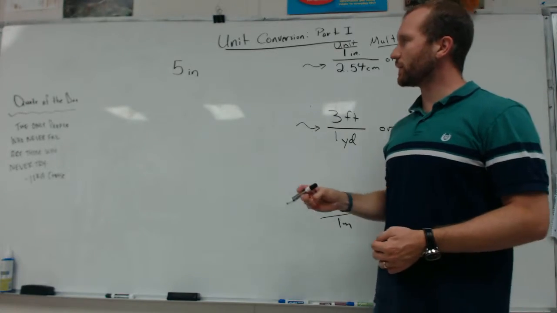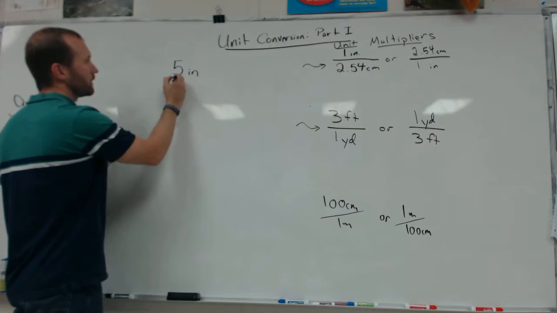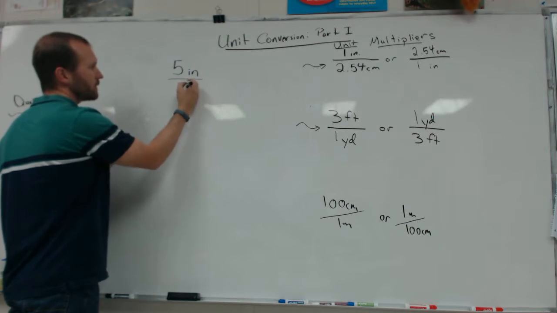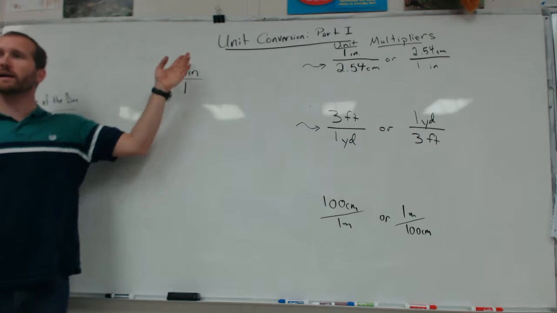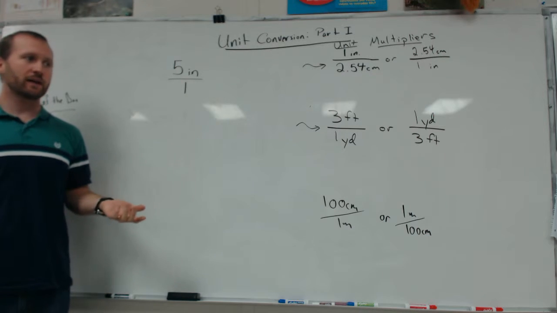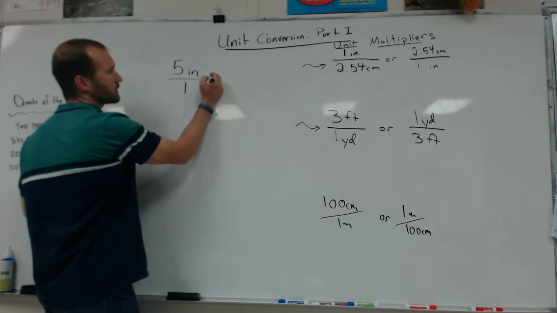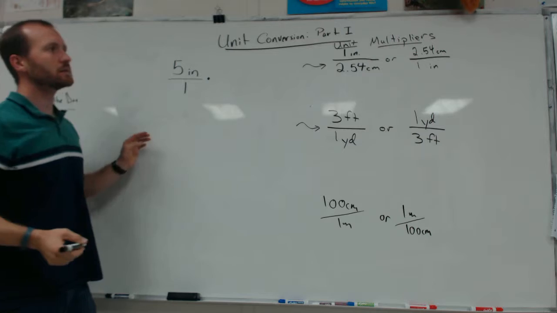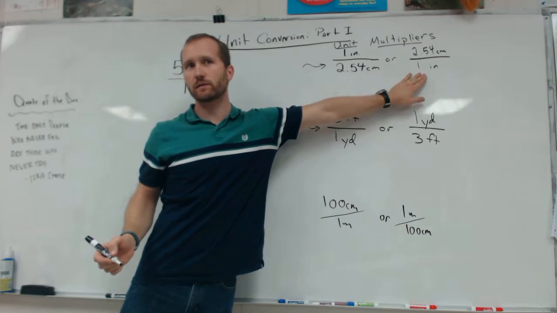So what I'm going to do is I'm going to pretend that 5 inches is a fraction itself. And for some of you it might help if you say 5 inches over 1. Remember, I can put anything over 1, it doesn't change it. 8 over 1 is 8. 5 inches over 1 is still 5 inches. And then I'm going to multiply times one of these two conversion factors.